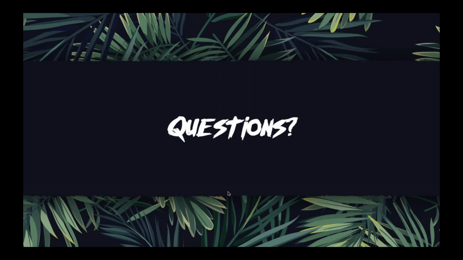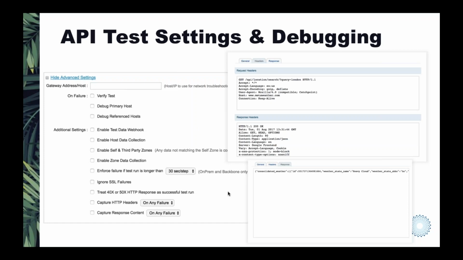But I'm going to move on to the one question that we did have that takes a nice segue to the next slide. So, Robert, how do you go about debugging API issues? Very, very good question. There are two parts to this. There is the part of debugging an API before you put it into monitoring production, and then, as this screen shows, it's the debugging when you are monitoring.